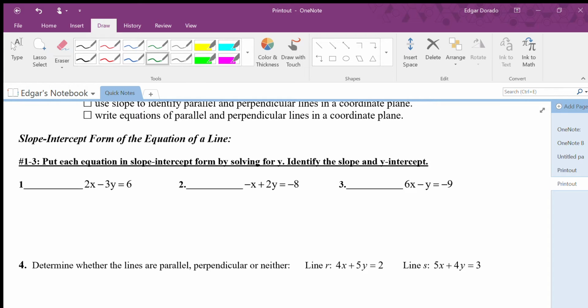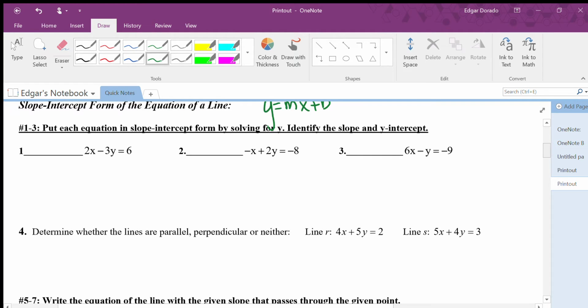Okay, so let's first start with this. The slope-intercept form of an equation of a line is y equals mx plus b, with m being our slope and b being our y-intercept. Now, notice on equation number 1, we don't have something in that form. So what we're going to have to do first is get it into slope-intercept form by solving for y, and then from there identify what our slope and y-intercept are.